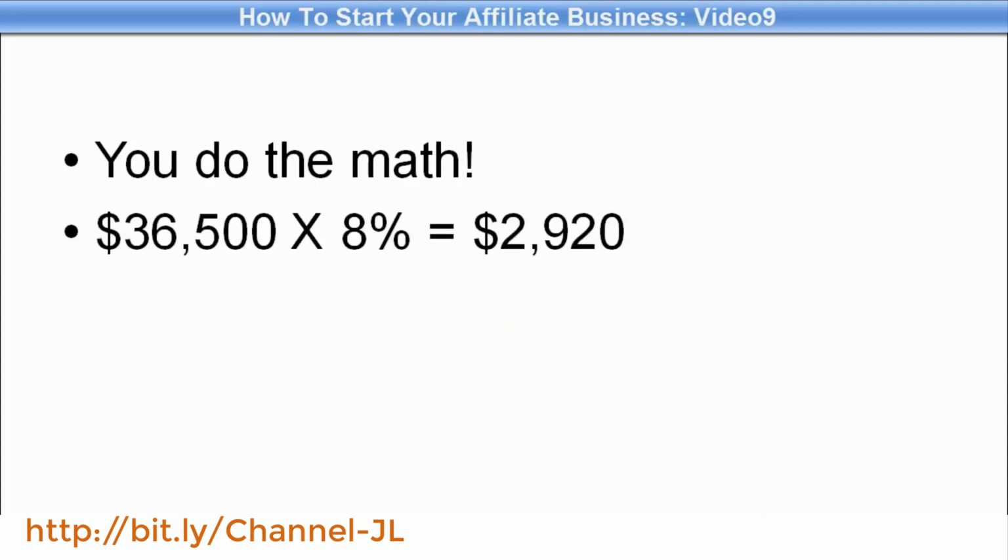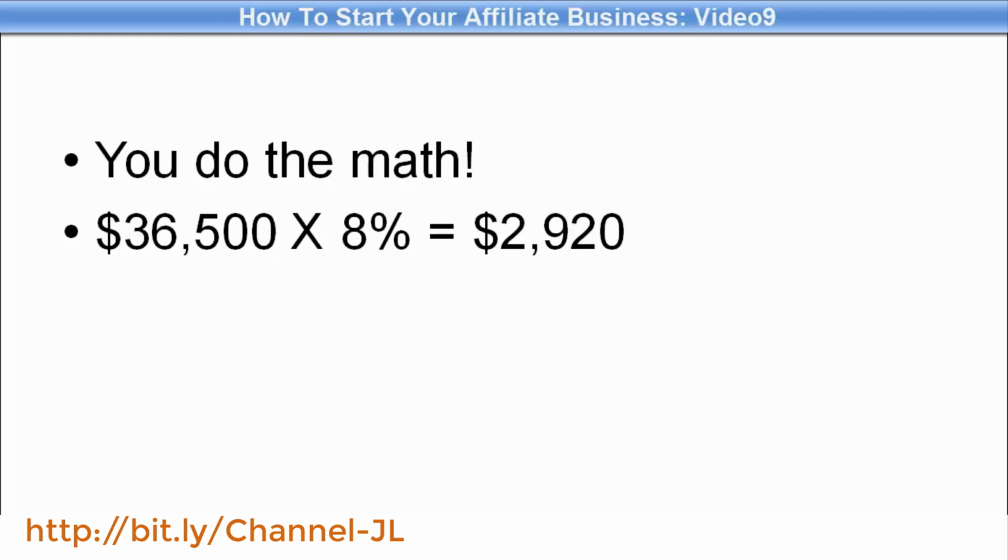$36,500 at 8% is $2,920. Now, granted, you're not going to sell one of these drones every week, but at that sort of a commission, almost $3,000 a pop, you're not going to need to sell very many at all to make a decent amount of money. But what if you're not in the industrial and scientific niche? How can you profit from high-priced items in Amazon in a different type of way?